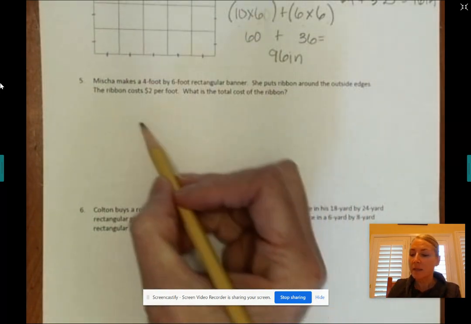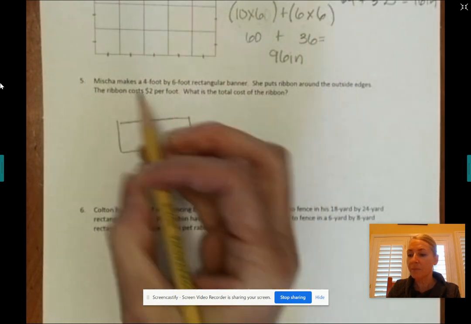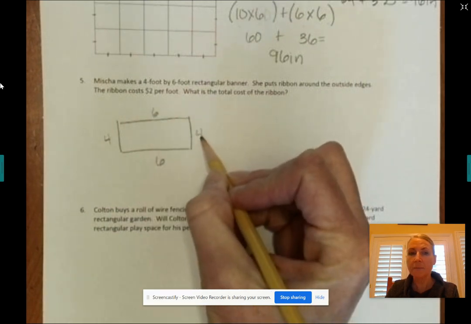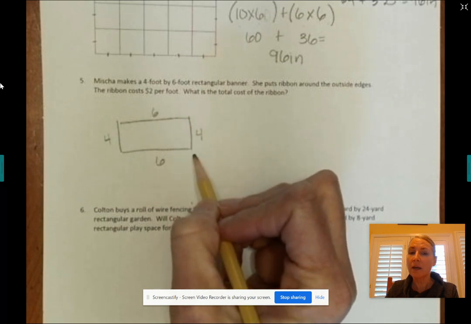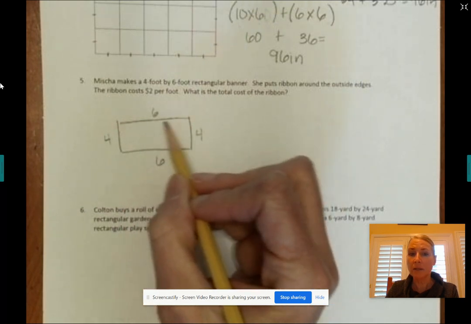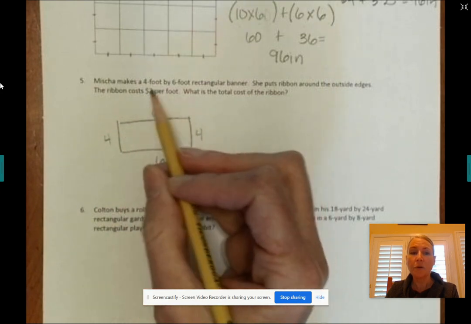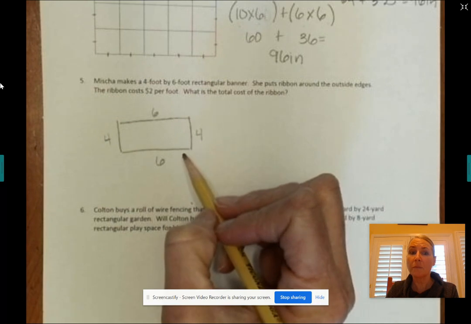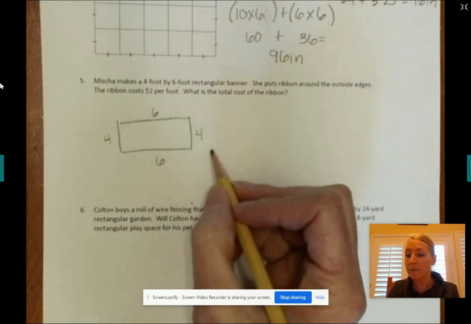So she makes a 4 by 6 banner. So let's start off with that. Right, here's our 4 by 6 banner. And she's putting ribbon around the outside edges. Now the outside edges means we are calculating for what? Yes, perimeter. Now before we can get to how much everything costs, we need to know how long this ribbon is going to be to fit around the perimeter of the figure.